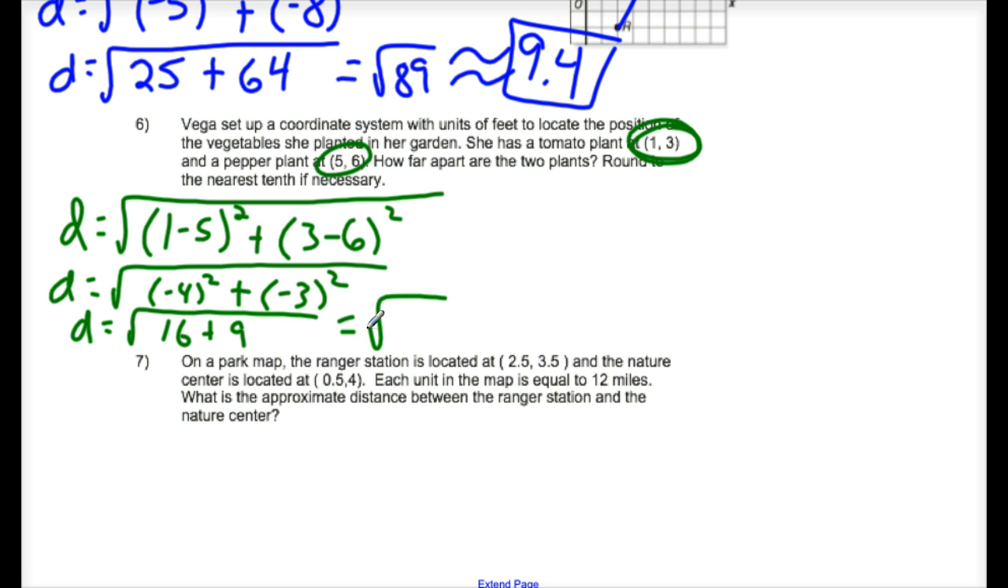25. And what's the square root of 25? This one we would actually use an equal sign, because the square root of 25 is exactly 5.